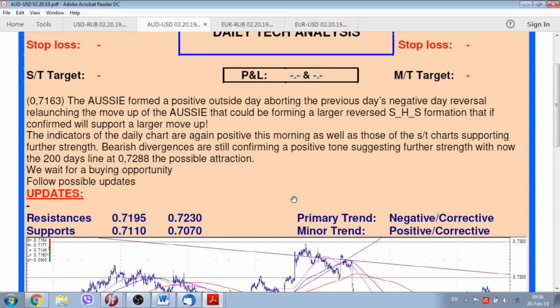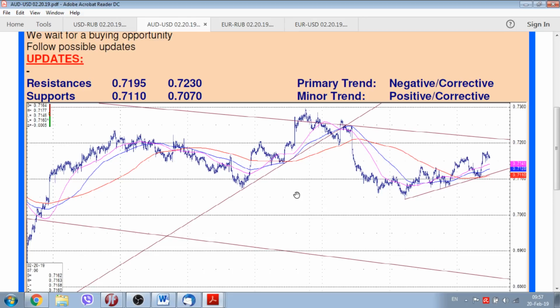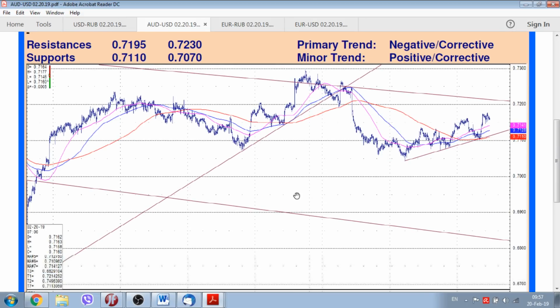As you could see, as regarding the Aussie dollar, the indicators of the daily chart are again positive this morning, as well as those of the short-term charts, supporting further strength. Bearish divergences are still confirming a positive tone, suggesting further strength, with now the 200 days line located at 72.88, presenting the possible attraction for traders. As you could see, FutureTrendResearch prefers to stand aside and wait for a buying opportunity. Resistances and supports, as well as the chart and trend lines presented by FutureTrendResearch, you could find on your screens.